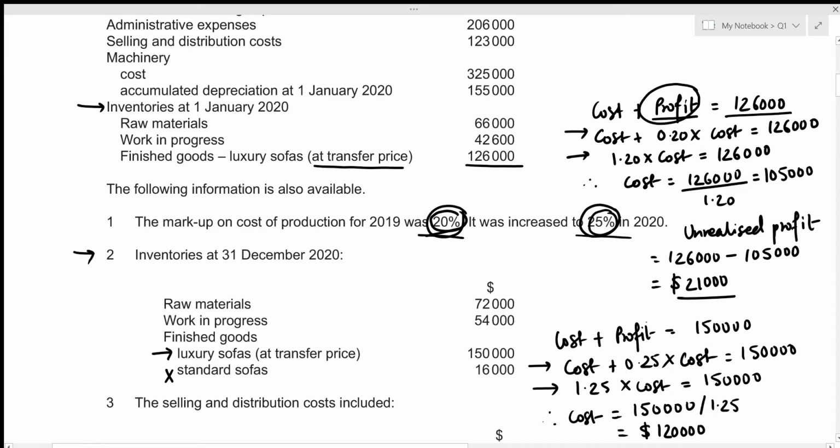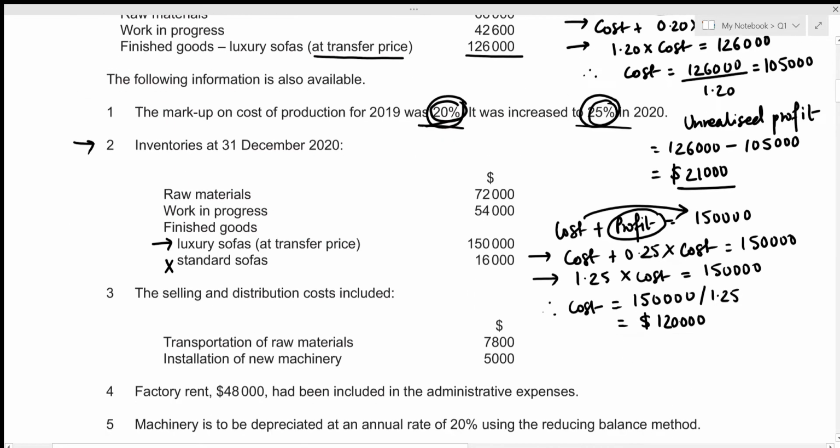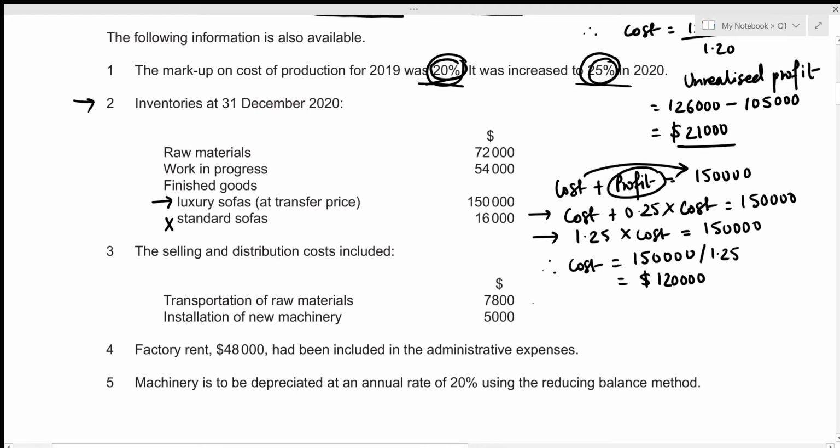Now, in order to figure out the profit or the unrealized profit associated with closing inventory of finished goods, we can just subtract the cost from the total transfer price of 150,000. Let's do that. So profit is just going to be the total transfer price 150,000 minus the cost, which is 120,000, which results in 30,000.